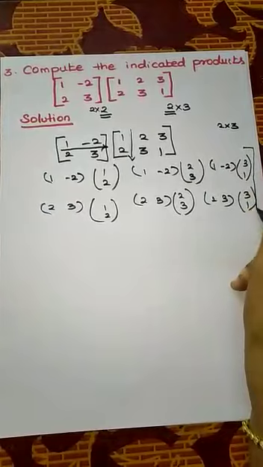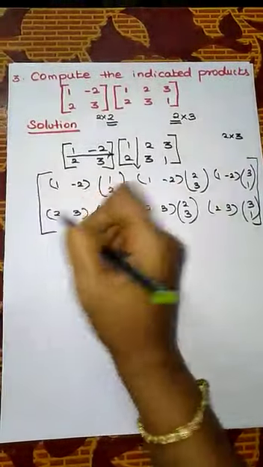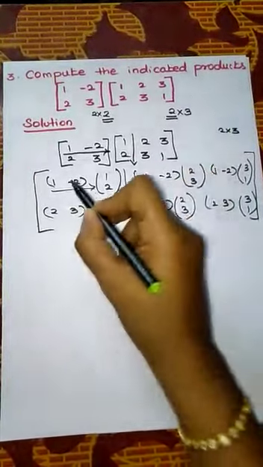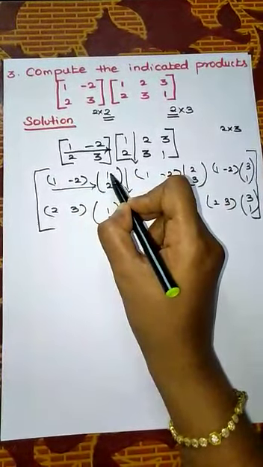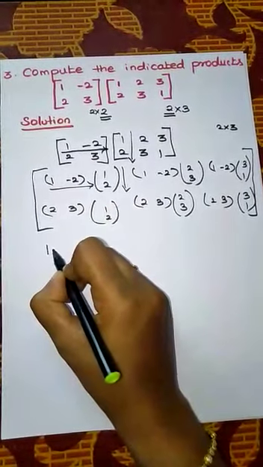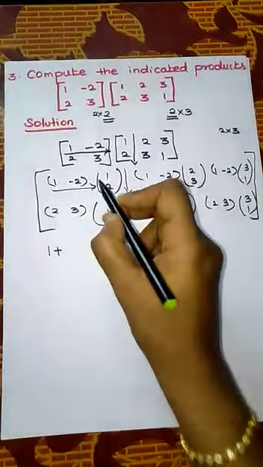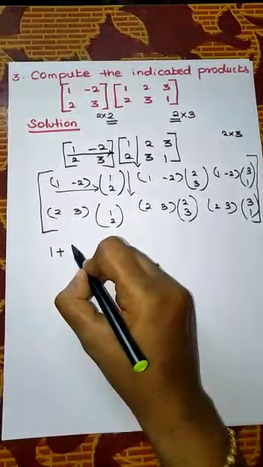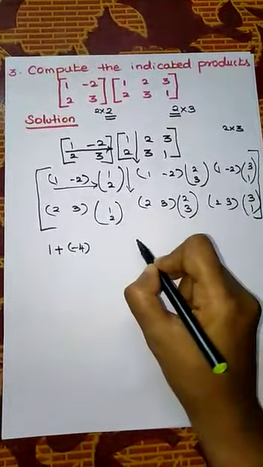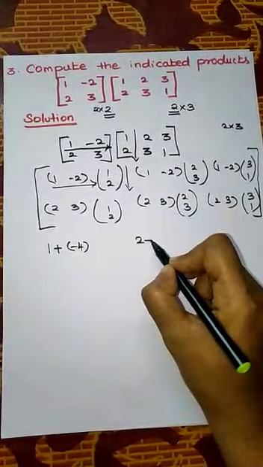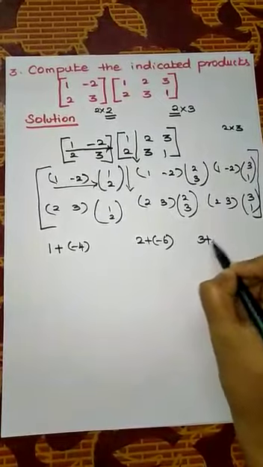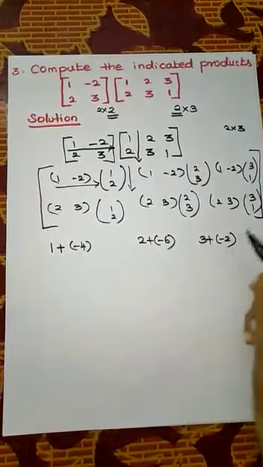Now directly multiply the matrices. First value: we multiply the first row by the first column, then add the second term. So 1 into 1, 1. Give a positive symbol, then minus 2 into plus 2, that is minus 4. That is our first value. Next, 1 into 2, 2. Minus 2 into 3, minus 6. Next, 1 into 3, 3. Plus of minus 2 into 1, minus 2.